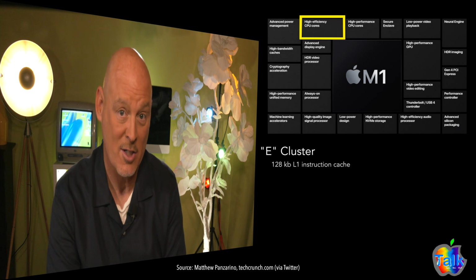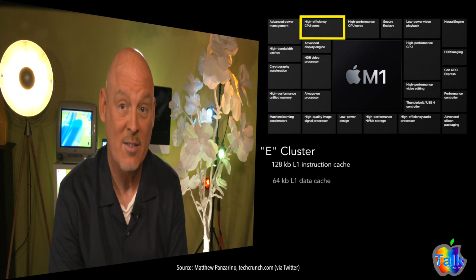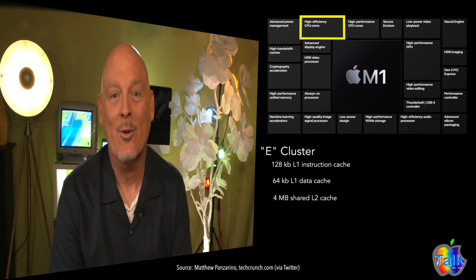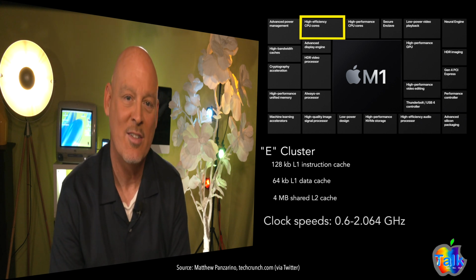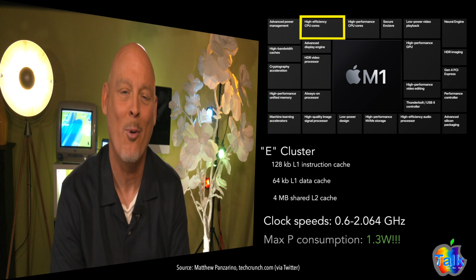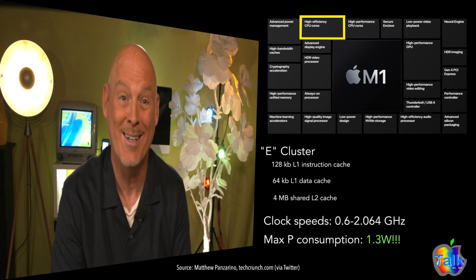The E cluster has 128 kilobytes L1 instruction cache, 64 kilobytes L1 data cache, and 4 megabytes L2 shared cache. It cycles at clock speeds ranging from 0.6 to 2.064 gigahertz with a max power consumption of only 1.3 watts. 1.3 little watts. And the E cluster efficiency cores use 1/10 the power of the P cluster performance cores. I mean, wow! And even the P clusters only use a max of 13.8 watts.